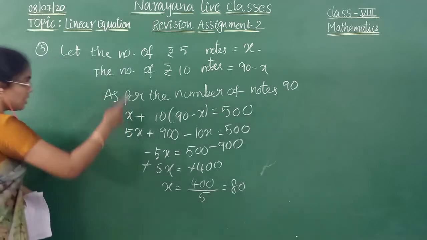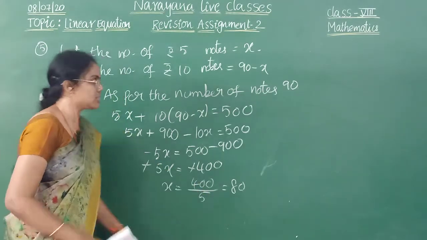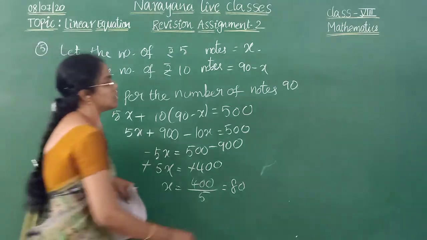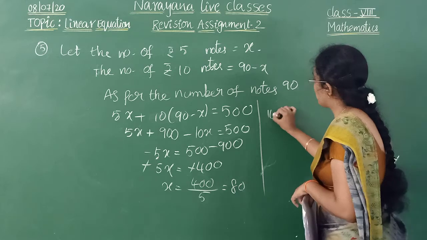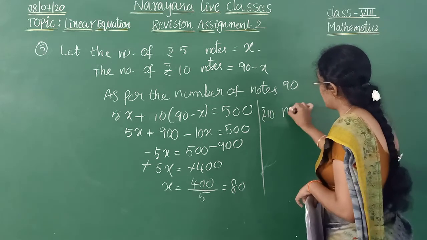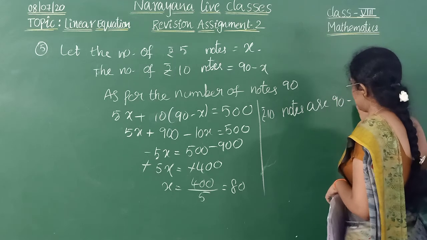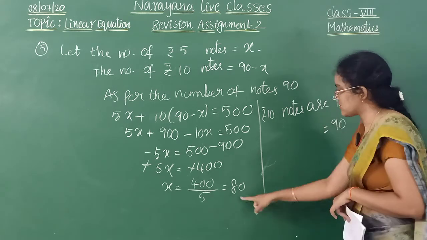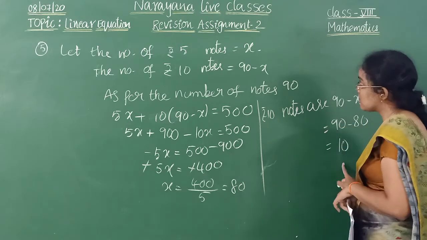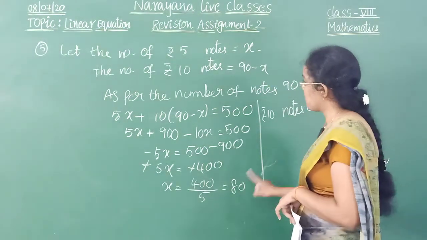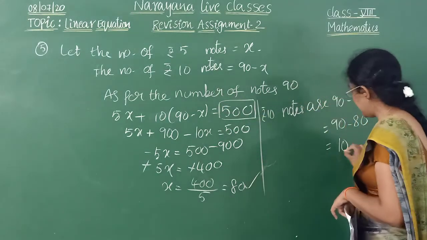What is x? 5 rupee notes. How many 5 rupee notes are there? 80 are there. Now we find the 10 rupee notes. How many 10 rupee notes are there? 90 minus x, where the x value is 80. So 10 rupee notes are 10, and 5 rupee notes are 80. The sum of these is 500 rupees. So the numbers of notes are 80 and 10.